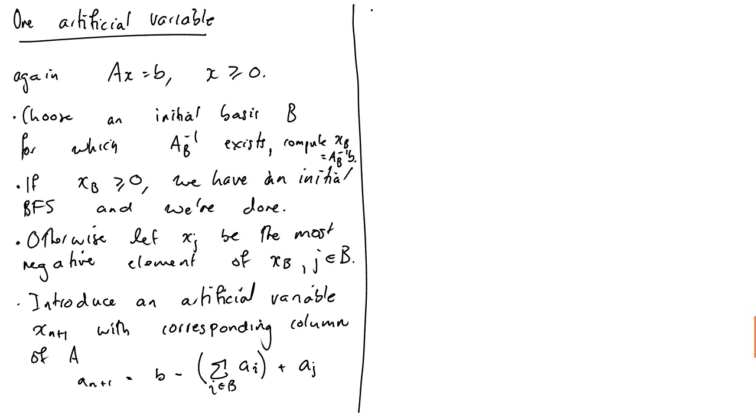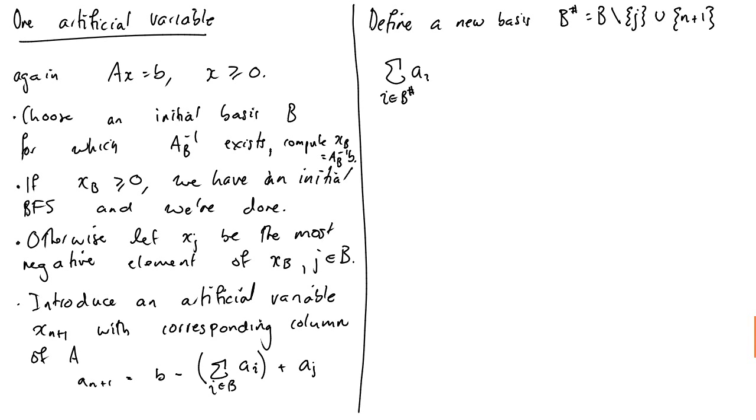So we'll define a new basis and I'll call it B sharp. And that's going to be our original basis minus j, because the xj is the most negative element, plus our new artificial variable. So we're going to swap out that xj for the artificial variable. Then the sum over the new basis vectors of the columns of A equals b.